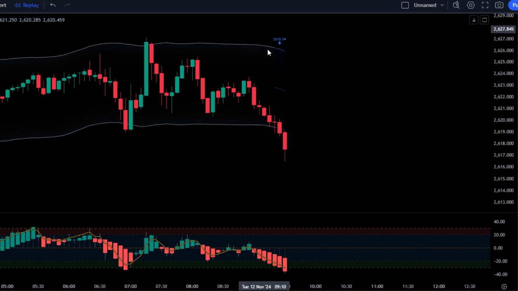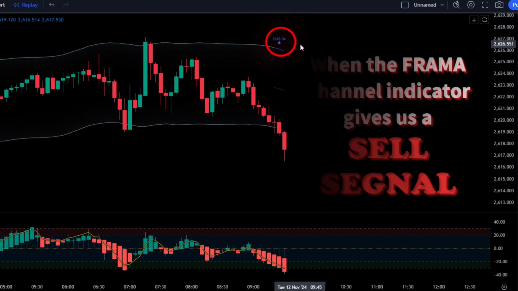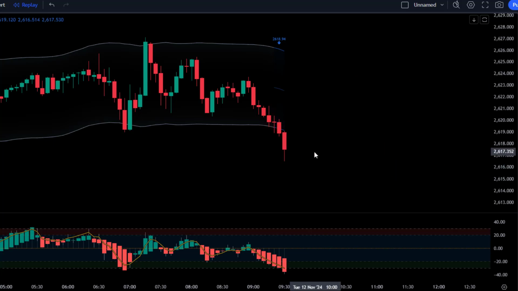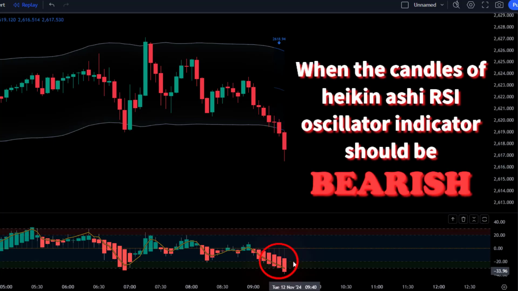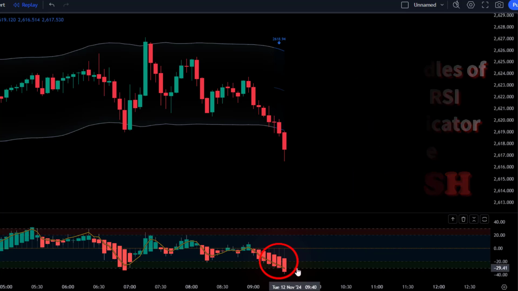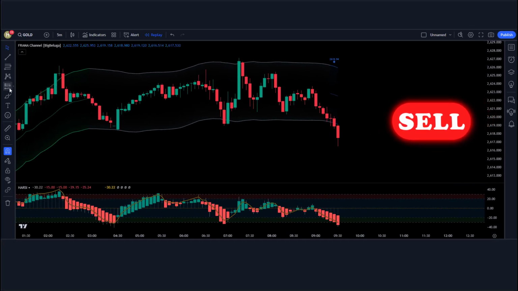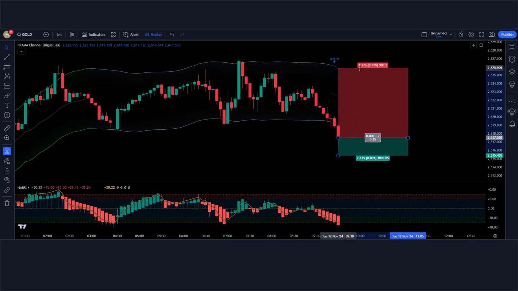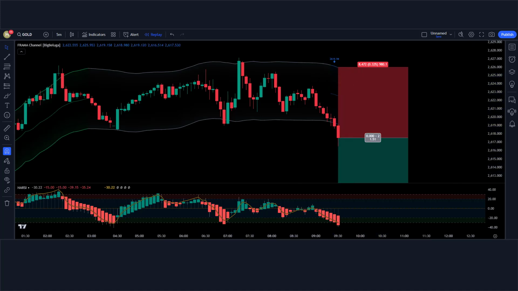Now, let's understand the concept where we will take buy and sell trades based on their conditions. When the FxMAPA channel indicator gives us a sell signal, when the market has formed a bearish candle, and when the candles of the FxMAPA RSI oscillator indicator are bearish. If this condition is fulfilled, then we will place a sell order. Our stop loss will be placed at the higher line of the FxMAPA channel, and the risk to reward ratio will be 1:1.5.